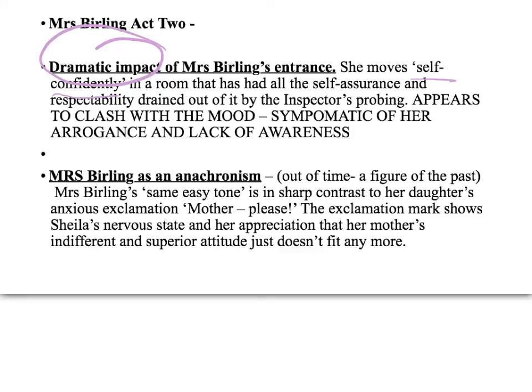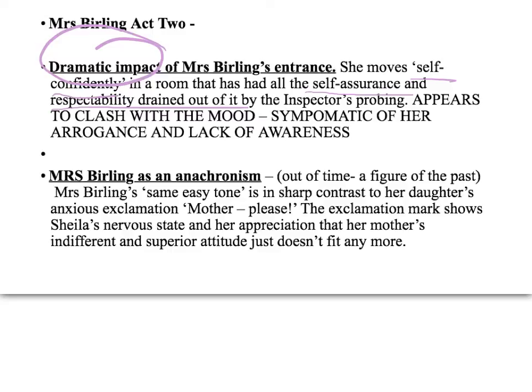But the key thing is, when she walks into that room, she's walking into a room that has had all the self-assurance drained out of it, because what we have found out is that Gerald is a philanderer. He has had a sexual affair. He has cheated on his fiancée. So this is a room full of tension. This is a room full of recrimination. This is a room full of doubt. And yet she walks into that room as if it were perfectly tranquil, which it is not.